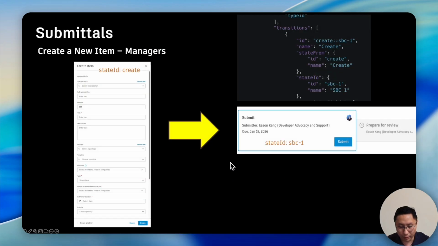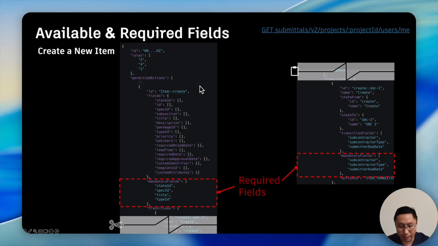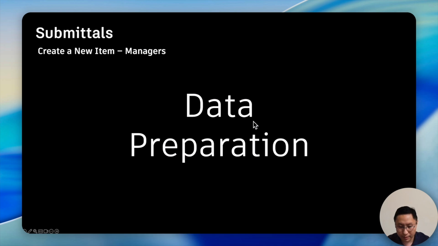For a manager, after creating an item, the created item will be transitioned to the submit state with the state ID SBC-1 immediately. So we must check the mandatory fields of item:create. Also check the ones under the transition, so we need these 7 required fields. Now I believe you already know which fields are available and which ones are required when creating an item.